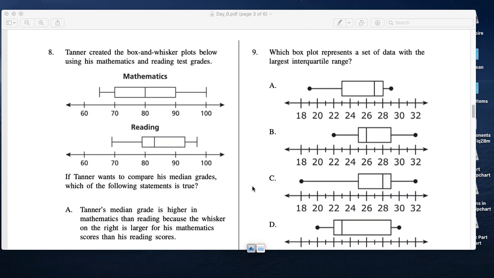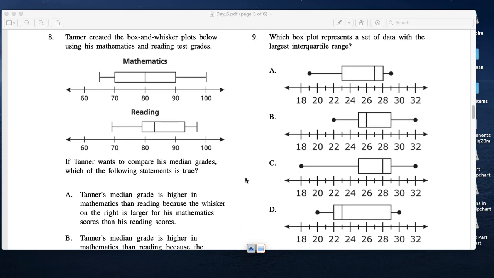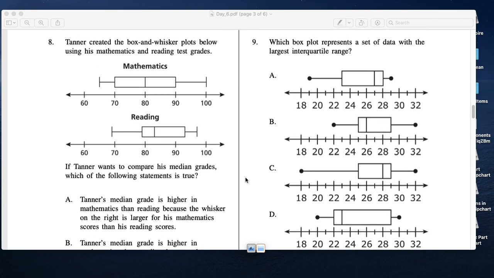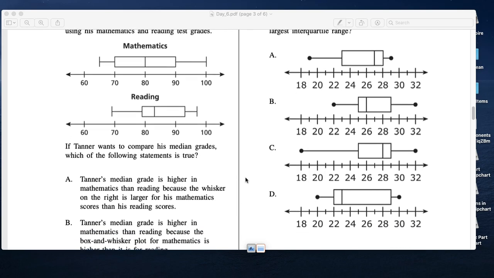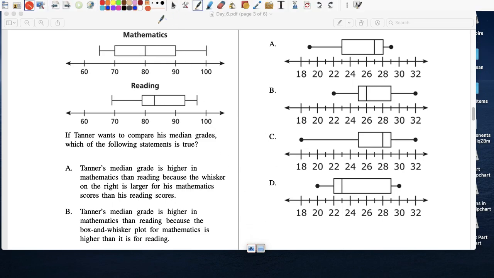Eight. Here are 2 box plots using Tanner's mathematics and reading test grades. Tanner wants to compare his median grades. Which of the following statements is true? A, Tanner's median grade is higher in math. That's not true. We can stop reading right there. So here's the median grade for math, and here's the median grade for reading. So A is already out.